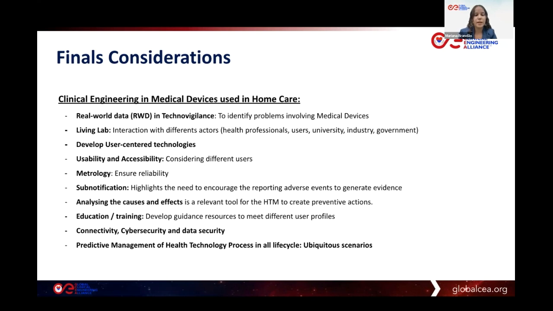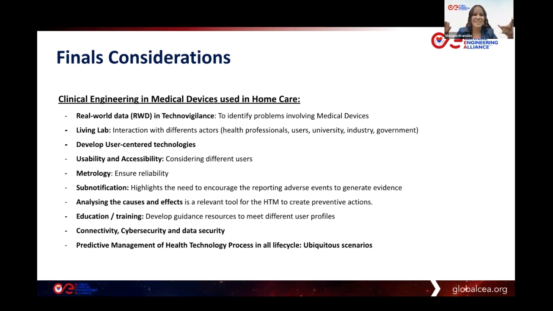Another topic that we can discuss is underreporting. We need to encourage the reporting of adverse events to generate evidence. It's really important because we need to analyze the causes and effects, as it's a relevant tool for health technology management to create preventive actions. So we need to encourage reporting adverse events, but we also need to analyze these notifications, the causes and effects. We also need to stimulate education, training, and develop guidance and resources to meet different user profiles. We need to consider, for example, connectivity, cybersecurity, and data security also.